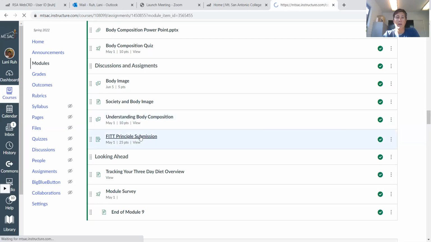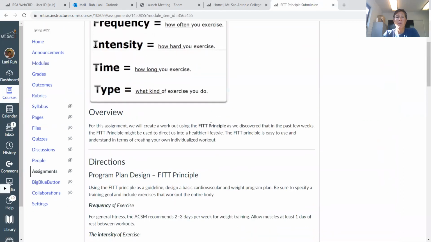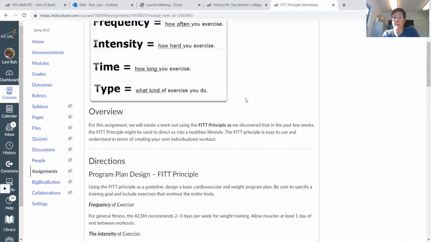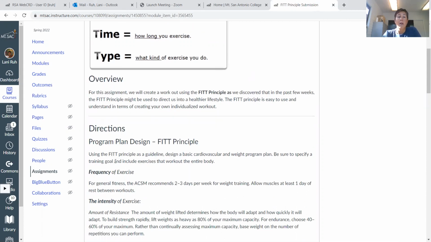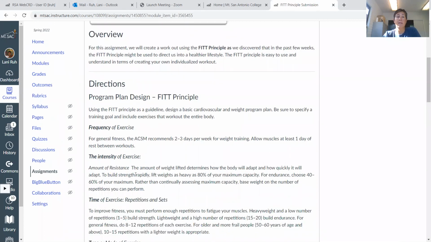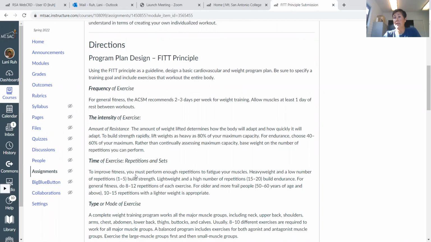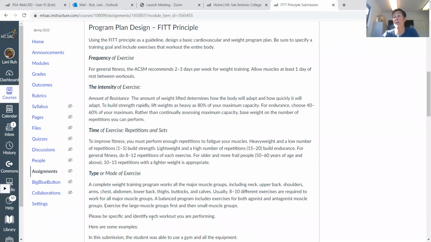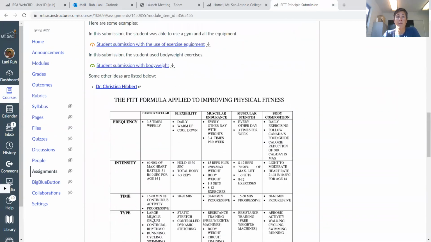So let me take a look here and see. What you're going to be doing is creating a workout using the FIT principle. This is all the information from the overview, from the PowerPoint. So take a look at those one more time if you're not quite sure how to plan these things. Okay, so you're going to talk about what the FIT principle is: the frequency of exercise, how intense the exercise is, the time, so how many repetitions and how many sets you are doing, and then the mode of exercise. So what type are you doing? What are you using? What major muscle groups? Okay, so that's the FIT principle.